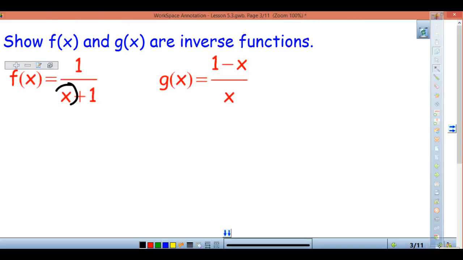Okay, so let's just kind of review. For instance, how do you show f of x and g of x are inverse functions? So what we would need to do then is to compose them to show that overall, if I put in an x, I just get out an x.